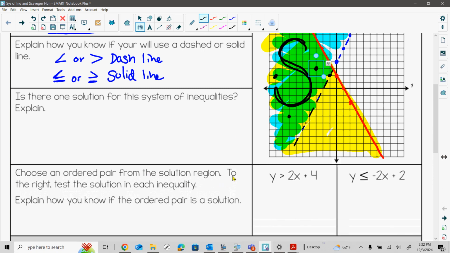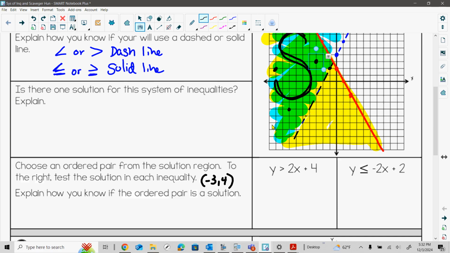And then it says choose an ordered pair from the solution set to test it. So like if I just choose a point, what's my point here? Negative 3, 1, 2, 3, negative 3, 4. I'm picking this point in my box right here.